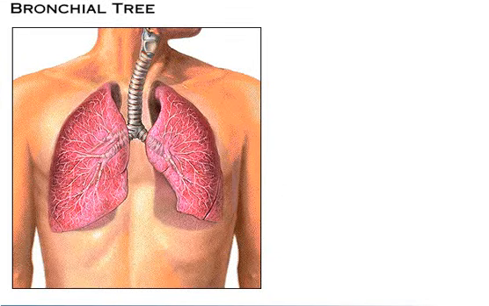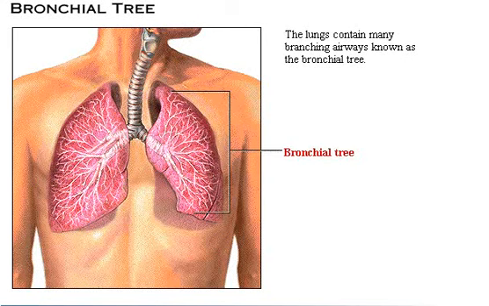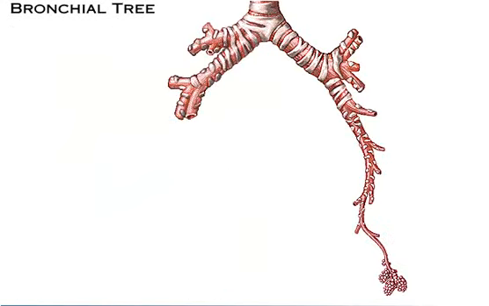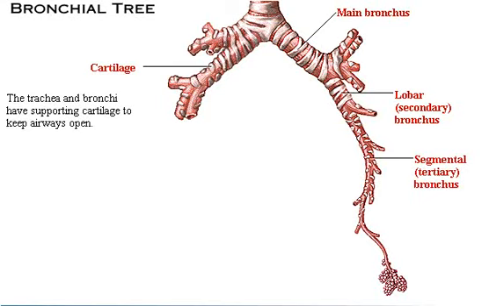Now let's continue to follow the airflow as it enters the lungs. The lungs contain many branching airways, which collectively are known as the bronchial tree. Click a lung to see an enlargement of part of the bronchial tree. Air enters the lungs through the main bronchi, which branch into lobar bronchi, which in turn branch into segmental bronchi. The trachea and all the bronchi have supporting cartilage which keeps the airways open.